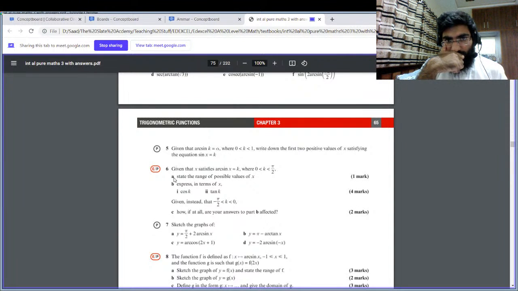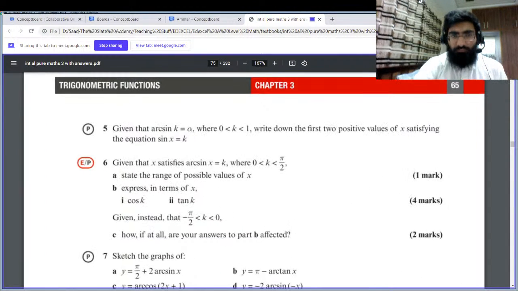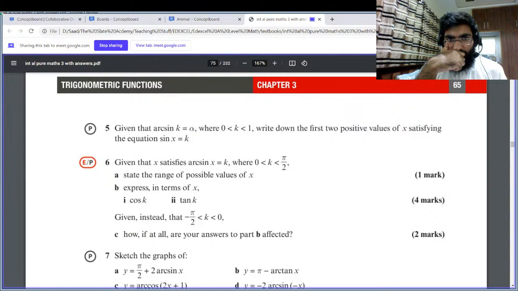Given that arc sine k is equal to... Is that alpha? What is that? Alpha. Okay. Given that arc sine k, can you zoom in? A bit more zoom. Yes, that's better.